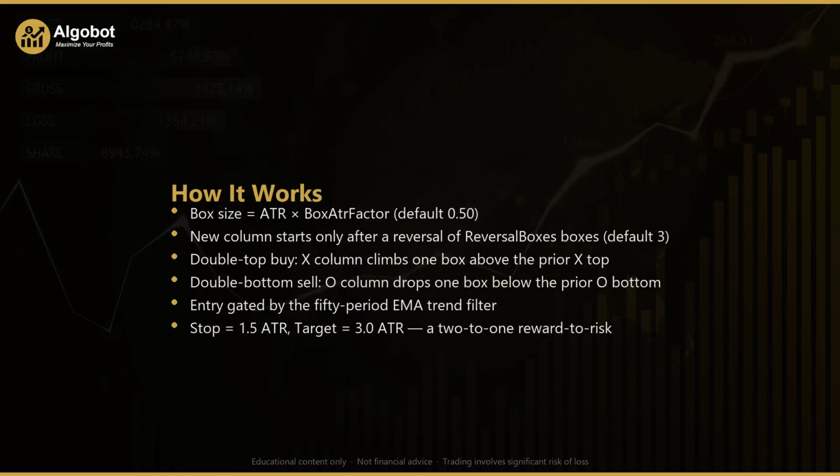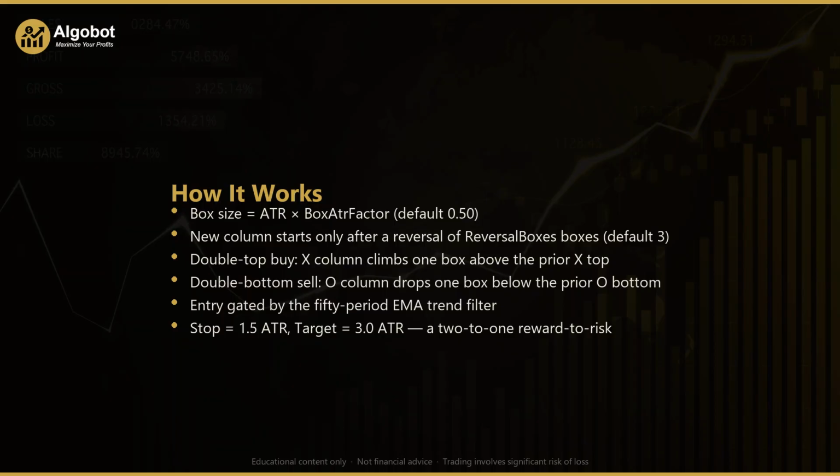Let's walk through the mechanics step by step. On every completed bar, the expert advisor updates its point and figure grid using that bar's high and low. First, it calculates the average true range over the chosen lookback, which defaults to 14 bars, and multiplies it by the box factor to get the current box size. It also computes the 50-period exponential moving average for the trend filter. Now the grid logic. Suppose the current column is an up column. If the bar's high pushes at least one full box above the column's highest point, the column simply extends upward by however many boxes it has gained.